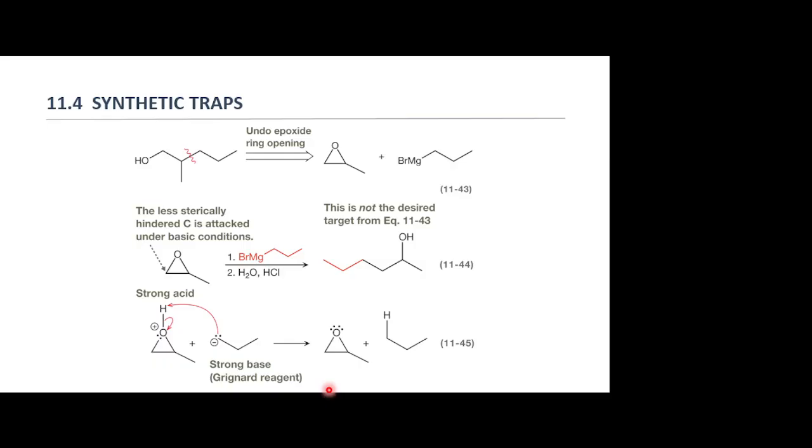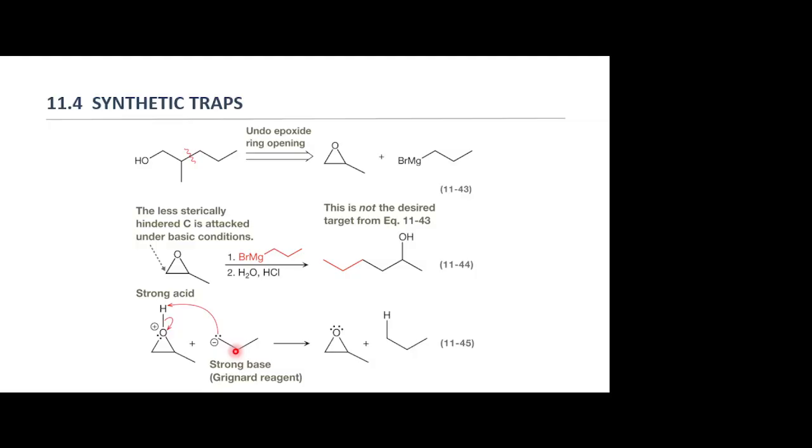Okay. Let's talk about synthetic traps. Everybody knows that if you design something, sometimes you trap yourself into a bad prospect, don't you? Okay. And so, for example, this right here is an undo epoxide ring opening. Right here, we see this is the less sterically hindered carbon, and this is going to be attacked under basic conditions. If we use the strong acid here, then what would happen to our Grignard reagent? Yeah, we can't do that reaction, right?